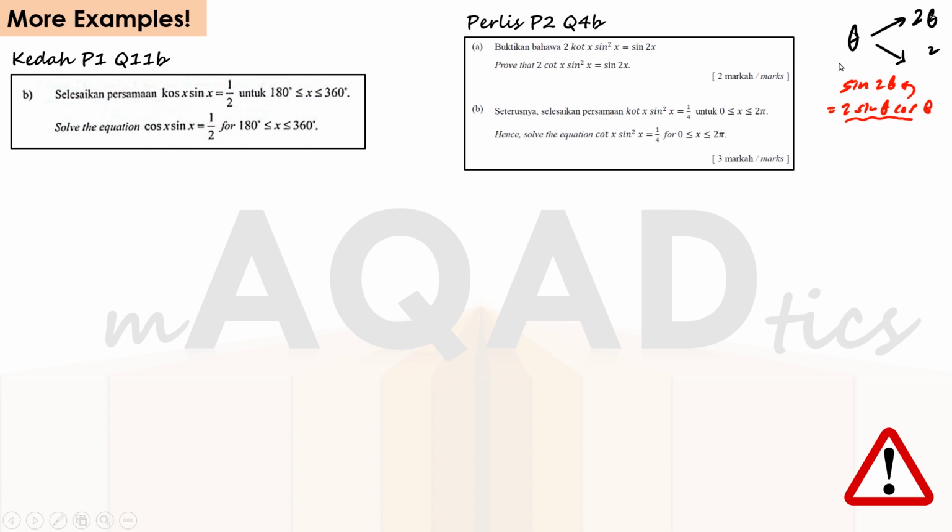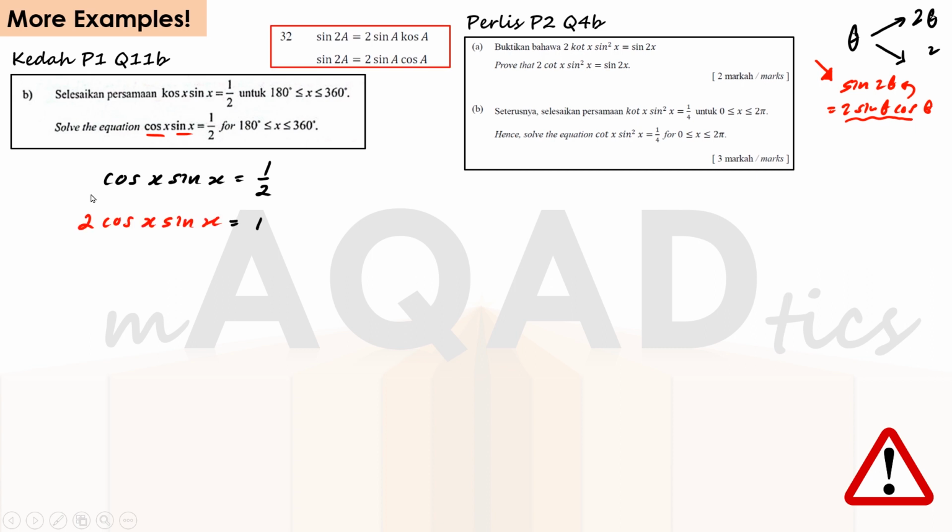If we look at this question, you can see that the equation has cos and sine together. Again, this is like the formula here, we have sine and cos together. So we can change it to sine 2 theta if we move the 2 to the left side. So this will become sine 2x equals 1. This is a special case. This is 1, so the answer is 90 degrees.